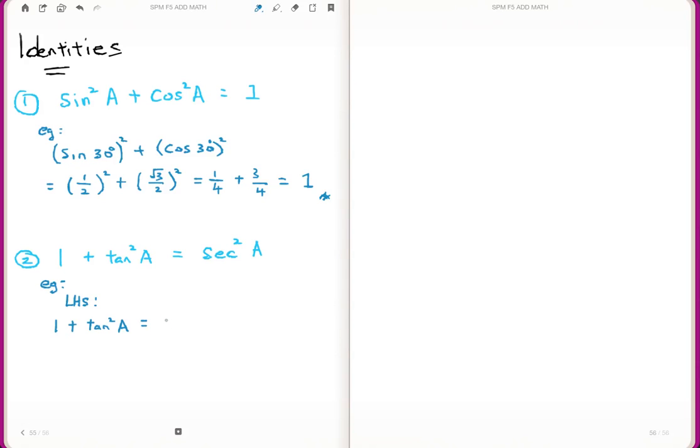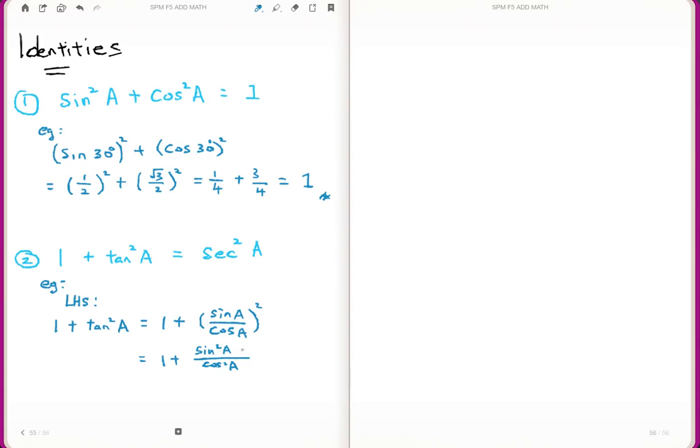I will start with 1. So I write 1 plus tangent. To get tangent, it's sine over cos, so tangent squared. Sine by cos, the ratio of sine and cos, is tangent. So here is actually 1 plus sine squared A over cos squared A. Squared is here already because it's not a number, it's just unknown, so I can write that.